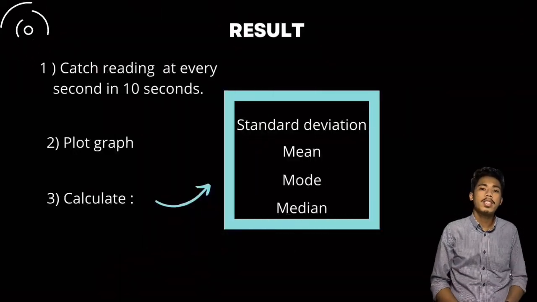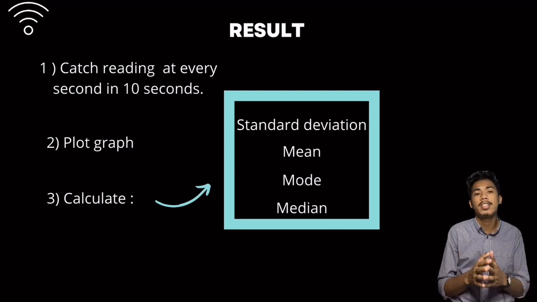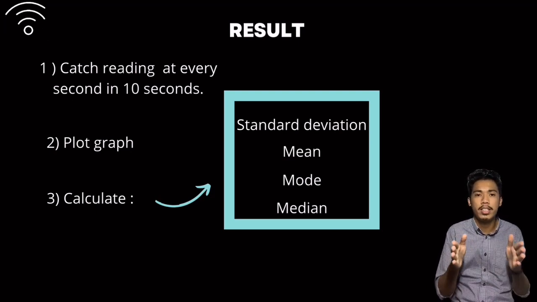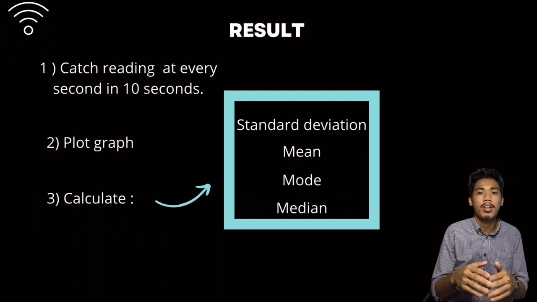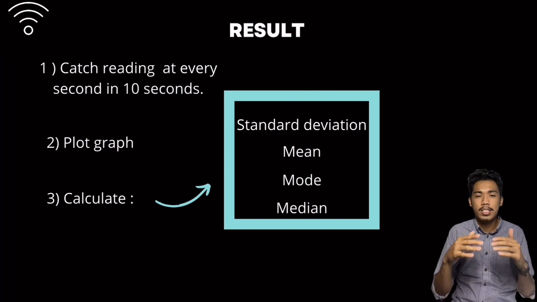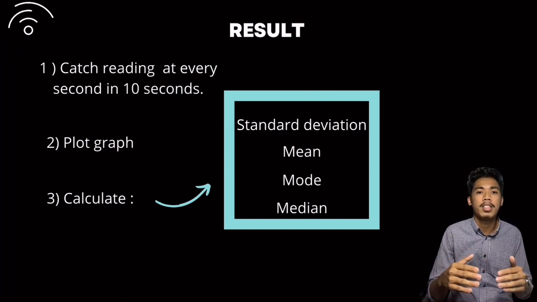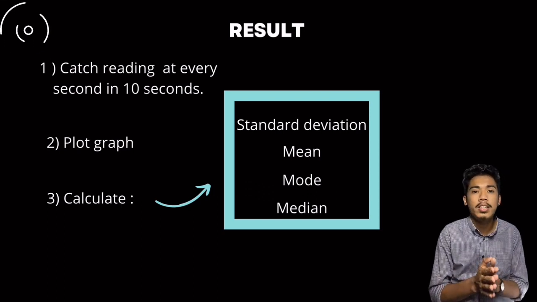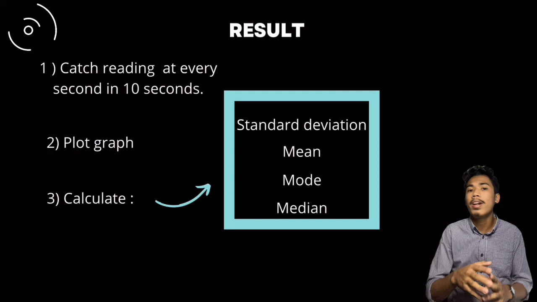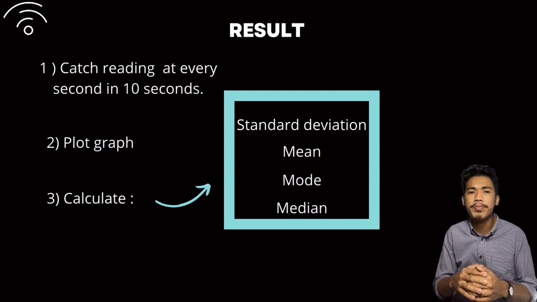After all the steps are done, I analyze the output by catching the reading every second within the 10 seconds. So I plot the graph to see the data that I already have. For the calculation, from my result, I calculated a few terms like standard deviation, mean, mode, and median based on my readings. But I changed the values to positive to make my calculation easy.